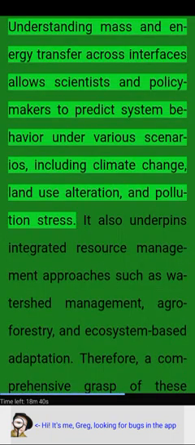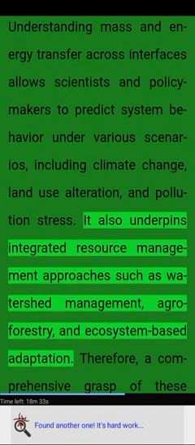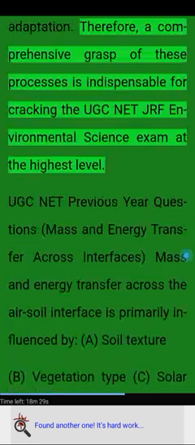Understanding mass and energy transfer across interfaces allows scientists and policymakers to predict system behavior under various scenarios, including climate change, land use alteration, and pollution stress. It also underpins integrated resource management approaches such as watershed management, agroforestry, and ecosystem-based adaptation. Therefore, a comprehensive grasp of these processes is indispensable for cracking the UGC NET JRF Environmental Science exam at the highest level.